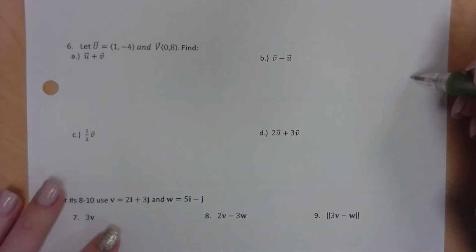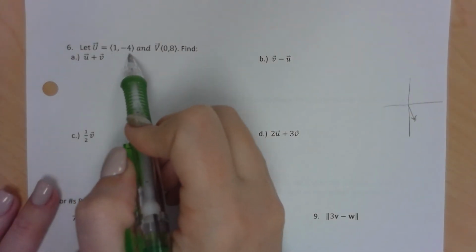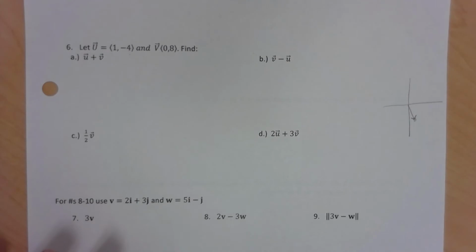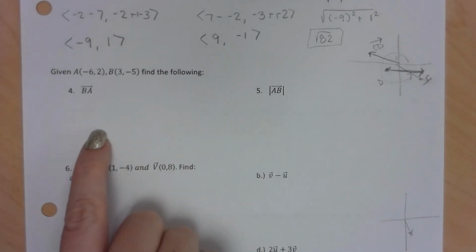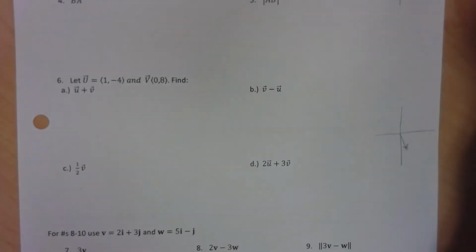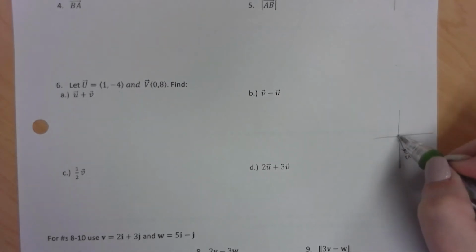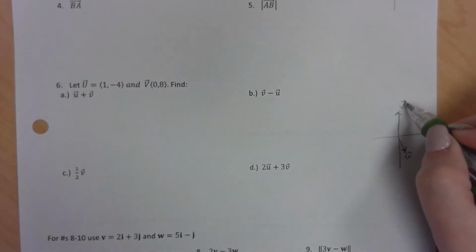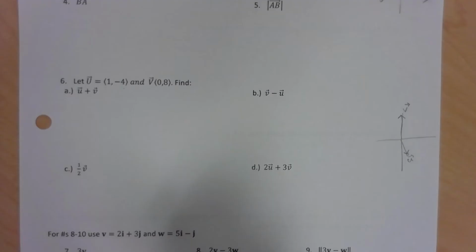So in number 6 here, it gives us a vector u and a vector v. Vector u is 1, -4, maybe that's right here. Because it's represented in vector notation, that means that it is in standard position, right? So it's not like this problem where they gave us 2 ordered pairs and we're finding it in standard position. This is giving us 2 vectors that are already in standard position, right? So this would be vector u, then vector v is 0, 8. So that'd be right here.